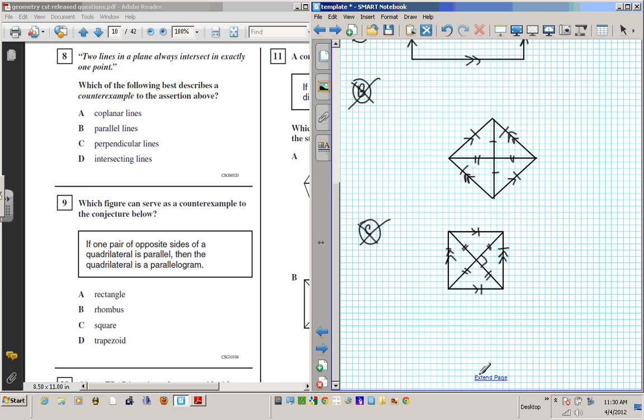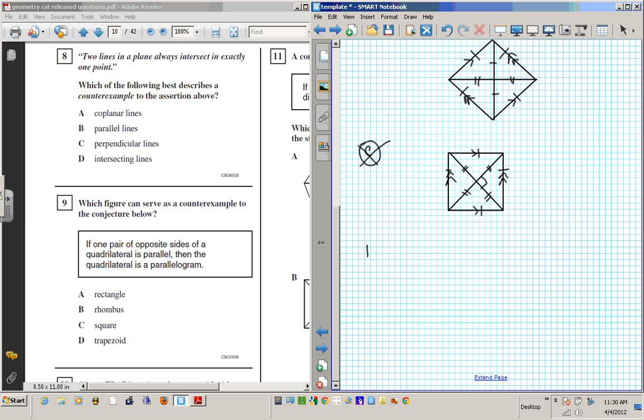Alright, so by method of elimination, the answer has to be D. How do I know? Because if I draw a trapezoid, it doesn't have a trapezoid here, so I have to draw one by hand. A trapezoid does in fact have one pair of parallel sides, but is it a parallelogram? Remember, for a parallelogram, all four sides have to be congruent, right? So we have a trapezoid like this.